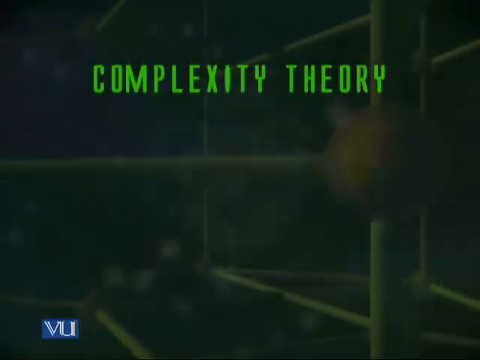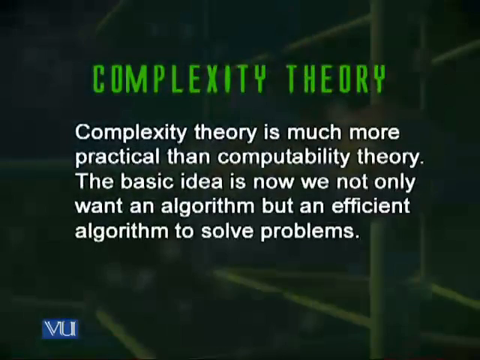After that, we will move our attention to a more modern version of theory of computation, which is called complexity theory. Complexity theory does not ask if we can compute problems using algorithms, but how long does it take to compute? How many resources does it take to compute? So complexity theory looks at computation in a more practical framework. Now what we want is not just algorithms, but efficient algorithms. So complexity theory is much more practical than computability theory. The basic idea is now we want not just algorithms, but efficient algorithms to solve problems.